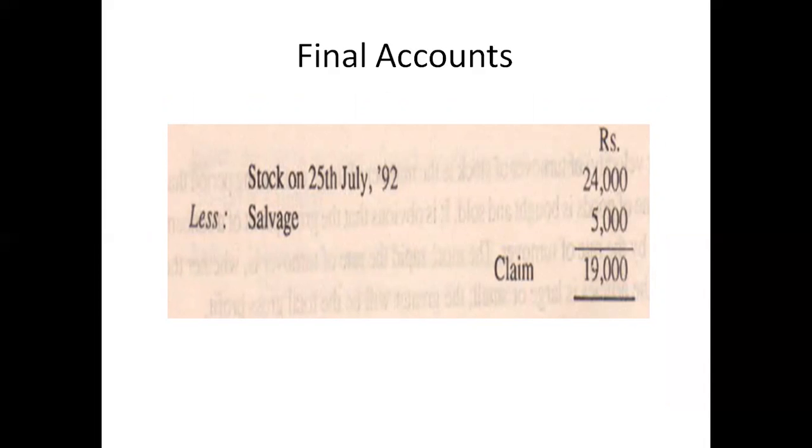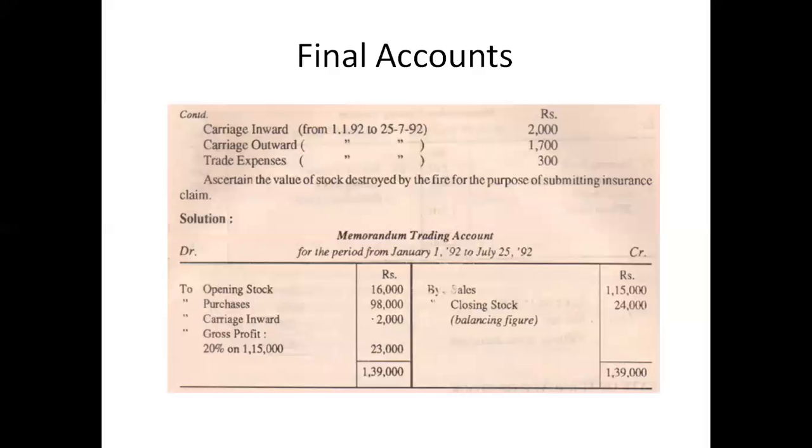Now we have this stock as on 25th July 92 as 24,000. We have the salvage value as 5,000, and we have a claim made by the company as 19,000. Now what we are here to do is to check whether the stock value of 24,000 and the claim made by the company is legitimate or not, whether it is correct or not, less the salvage value, if any.